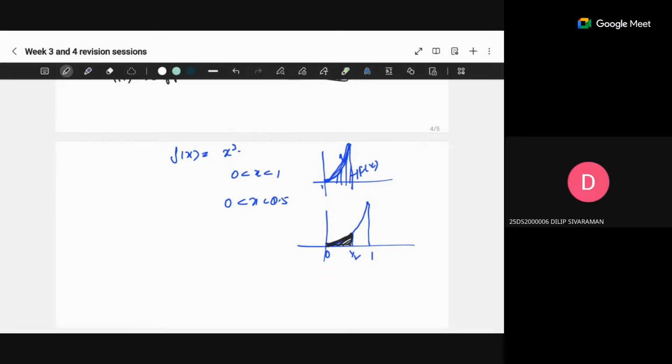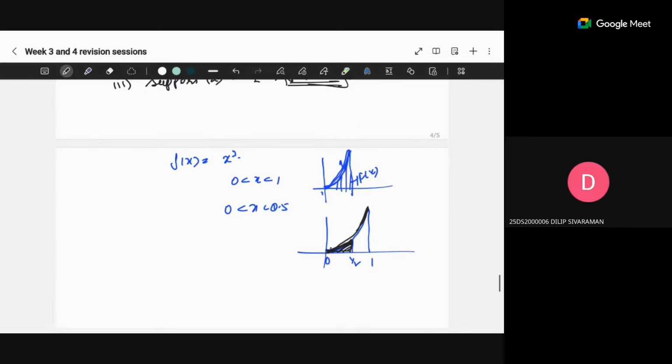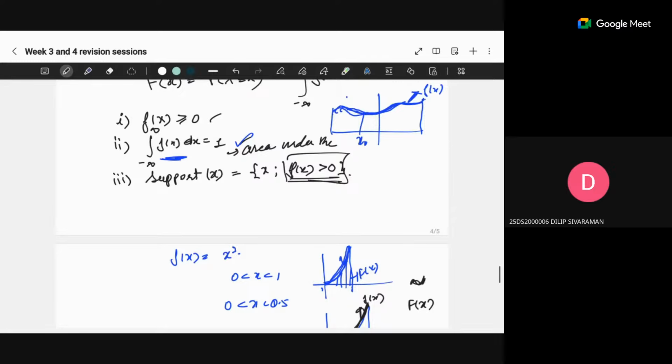Similarly, what is my f(x)? f(x) is basically the whole curve, and the integration of the whole thing is the area under the curve, which should be equal to 1. So they are just talking about this whole curve, that's it. So the curve is basically my small f(x), and capital F(x) is the small part of f(x) that we want to find out. Okay, that's it.